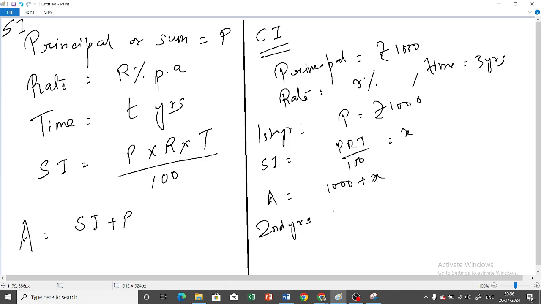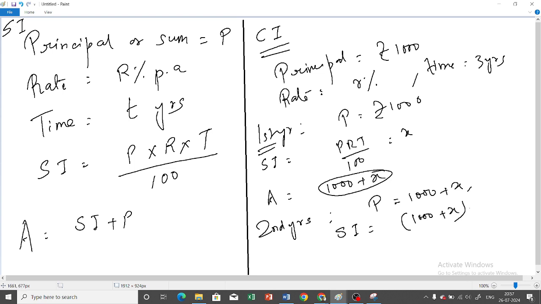Now for the second year, this becomes the principal, and the rate is as it is. Time is again taken as 1 year, because the first year, second year, third year, fourth year, all the durations are 1 year only. So the second year also, 1000 plus x. Now what is the simple interest? P R, and the time is 1, by 100, and then again you find out the amount as P plus SI.